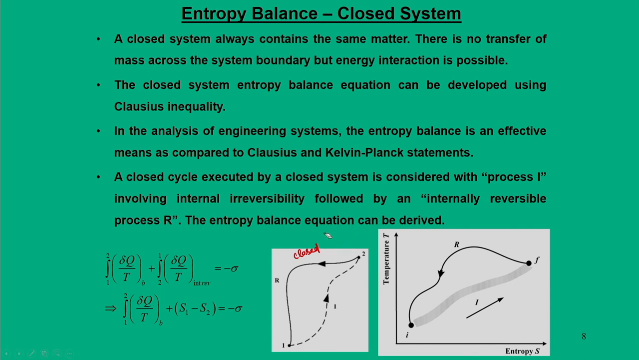Now, for this closed cycle we can write the Clausius inequality in this manner: first the system goes from 1 to 2, for which there is a boundary heat transfer dQ by T, and while returning it goes from 2 to 1 in a reversible process, and in this process there is an entropy production, because we need to equalize this Clausius inequality statement. And from this we can write down, and in fact this is nothing but your entropy balance equation.